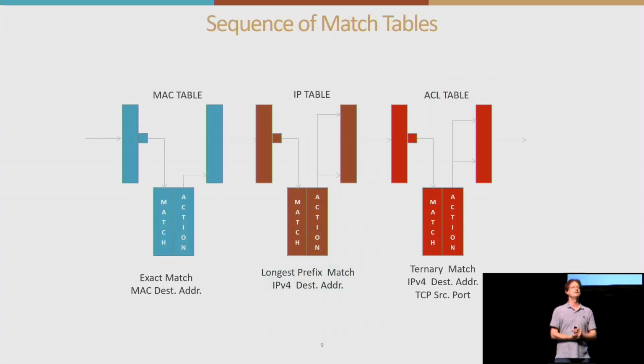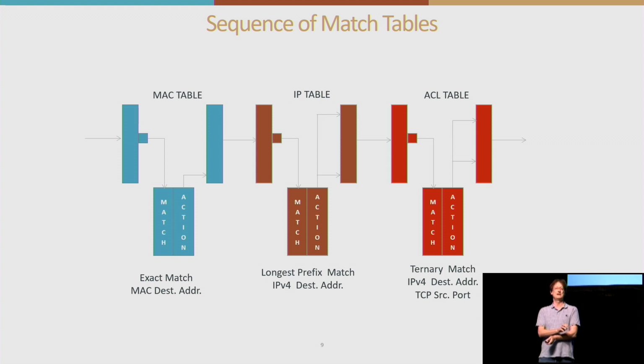So real switches have more than one table. In this example, again trivially simple, the MAC table of the previous slide is followed by an IP table, where for L3 switching you use the IP destination address to choose an output. This is a longest prefix match, where the LSBs in the match entries can be don't cares. So this is often done using a TCAM.